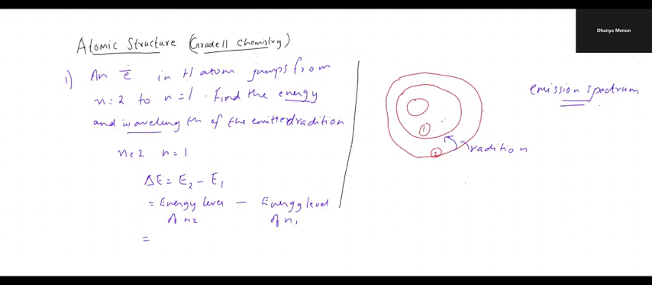Now over here, we remember the expression for energy for the nth shell: minus 13.6, I told you it's important, you need to memorize it, times Z square, where Z is the atomic number, by n square, where n is the shell number. And here we have Z equal to 1 because it's hydrogen, and n values we already know, 2 and 1.